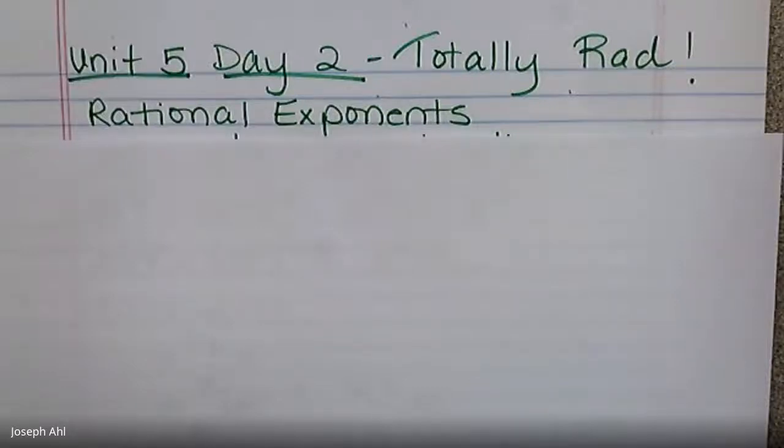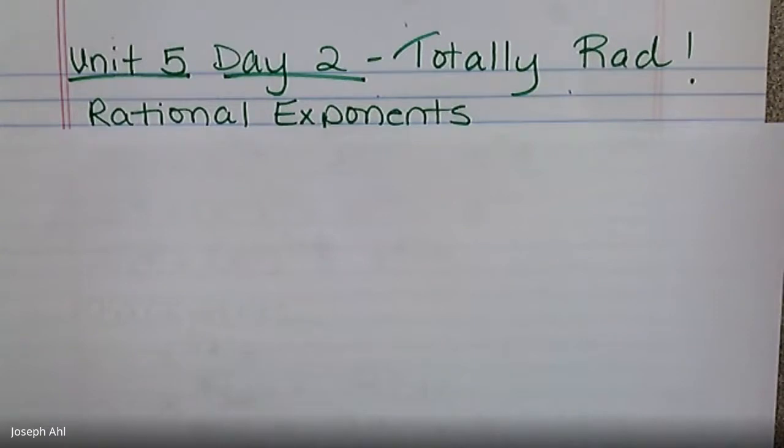Hey, Algebra 2 Honors students, this is going to be Unit 5, Day 2, which I've deemed as being totally rad. So today, we're going to continue our discussion of simplifying radicals, doing some radical operations. And to get started here, we're going to talk about the connection between radical form and rational exponents.